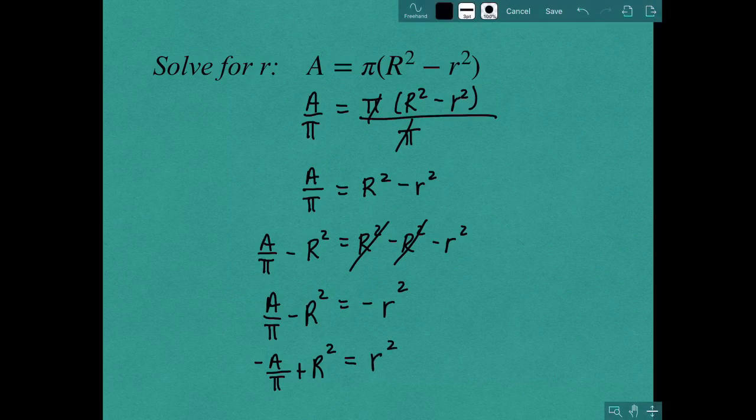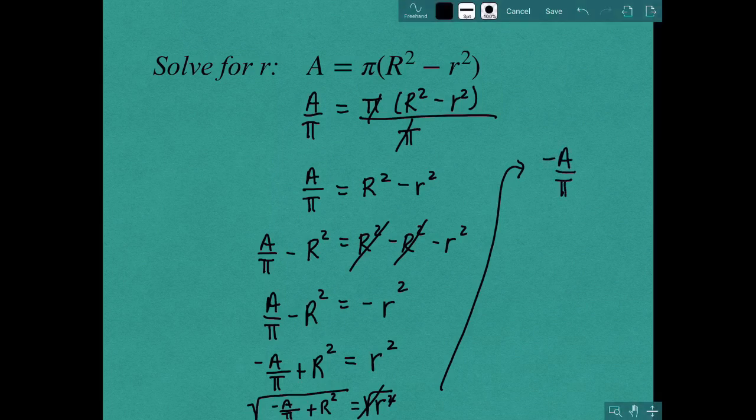Now I'm almost done. I need to find the square root of each side to get my answer. So I write everything just as it is on the left, but the whole left-hand side, I'm taking the square root of it because I'm taking the square root of what's on the right in order to get r by itself. So my solution is negative a over pi plus r squared, all under the square root sign.